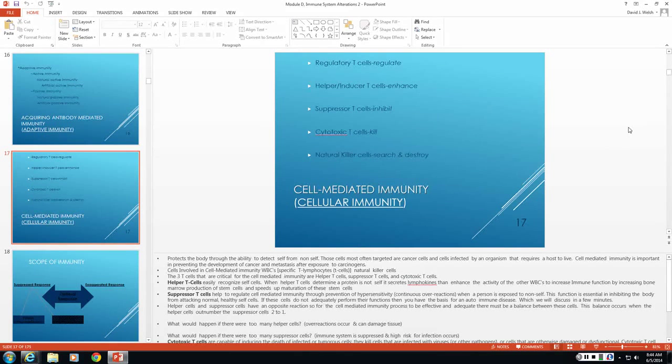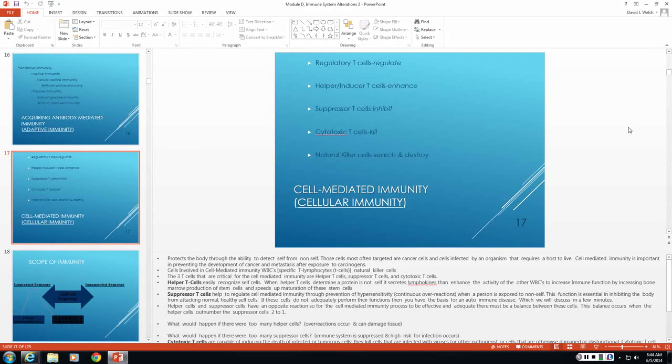Now, your suppressor T cells help to regulate cell-mediated immunity through prevention of hypersensitivity, and this is continuous overreactions when a person is exposed to non-self or an invading body. Now, this function is essential in inhibiting the body from attacking normal healthy self cells. Now, if these cells don't adequately perform their functions, then you have the basis for an autoimmune disease. We'll discuss that in a few minutes, but your helper cells and suppressor cells have an opposite reaction.